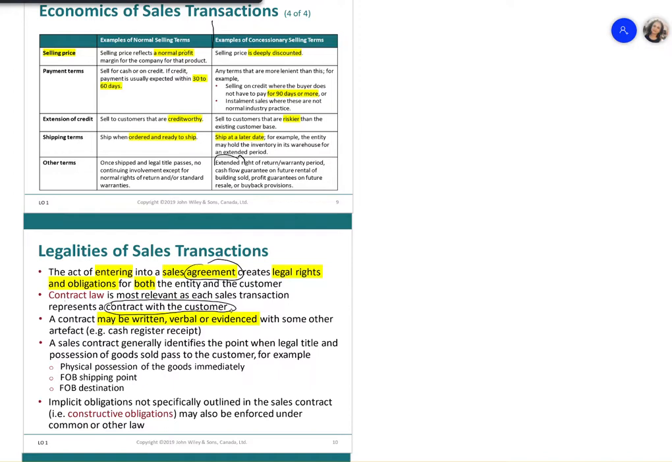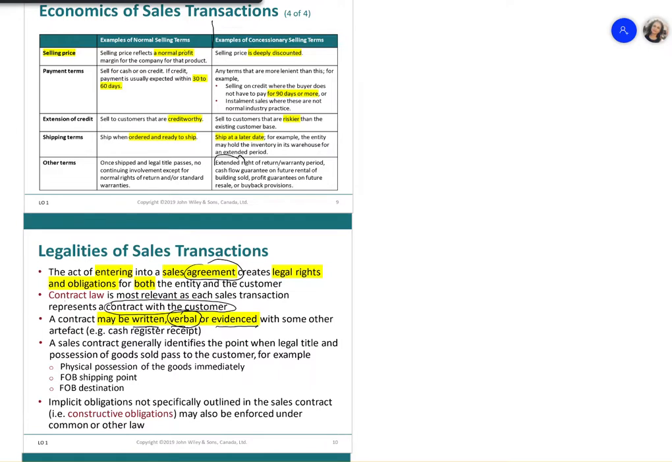This contract could be written, verbal, or evidenced. When we say written, you could have a lawyer present at the time you're doing a contract, or you can just do a contract between you and the customer. It could be verbal. They could call you and say that they want this kind of service. So that's a verbal one.